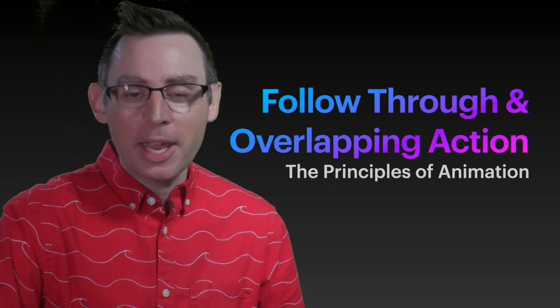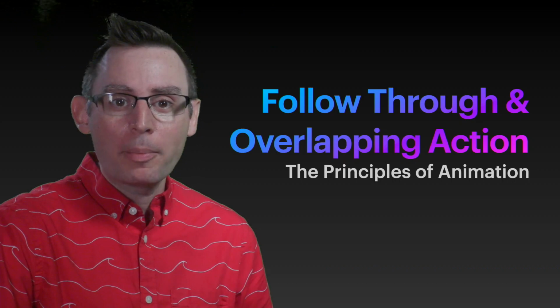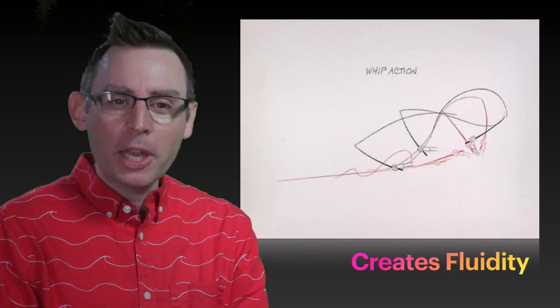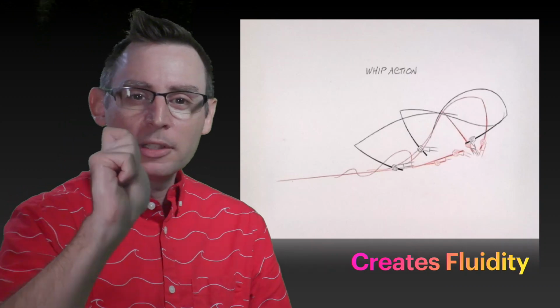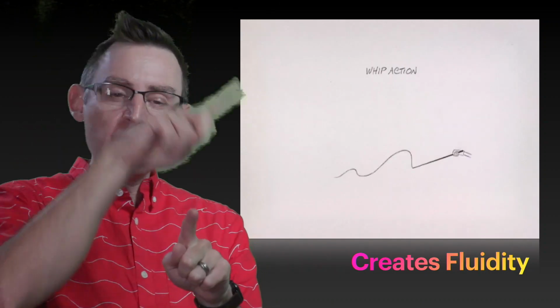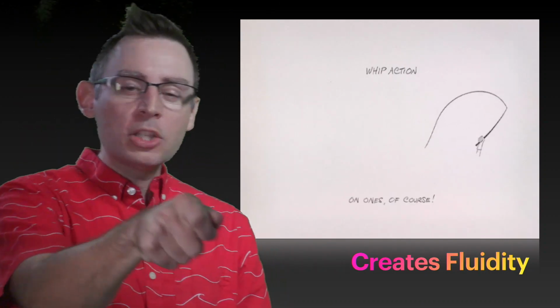Let's take a look at some examples of how follow-through and overlapping action can support our animation. If you take a look at this little whip animation, it does a really great job of applying follow-through and overlapping action to create a wonderful sense of fluidity within the movement itself. If you look carefully here, you can see that the wrist, that whipping motion, has its own series of keyframes and its own timing, and then the tail of the actual whip is following and trailing.